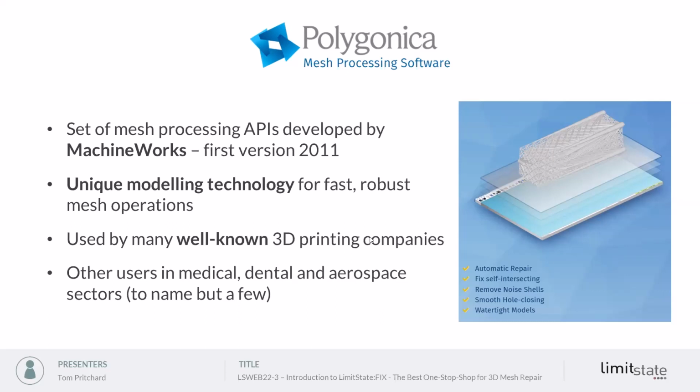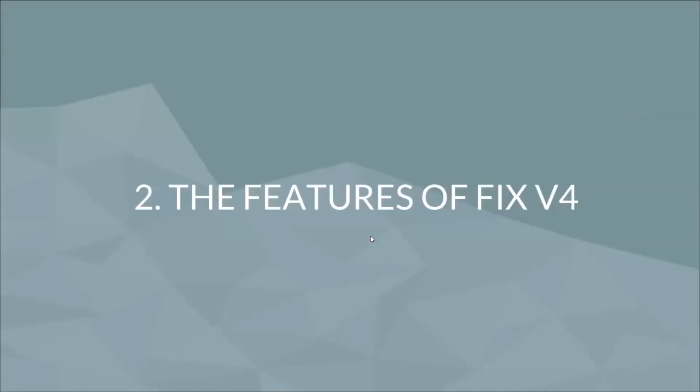Polygonica itself is used behind the scenes by a number of very, very well-known 3D printing companies, including machine manufacturers, print bureau, and software providers. And it's also used in a number of high-value sectors, including medical and dental fields, as well as aerospace industries and similar. And LimitState Fix, as software, provides access to the core mesh healing functionality of Polygonica in an affordable and easy to use package. So a quick look at the features of Fix version 4.